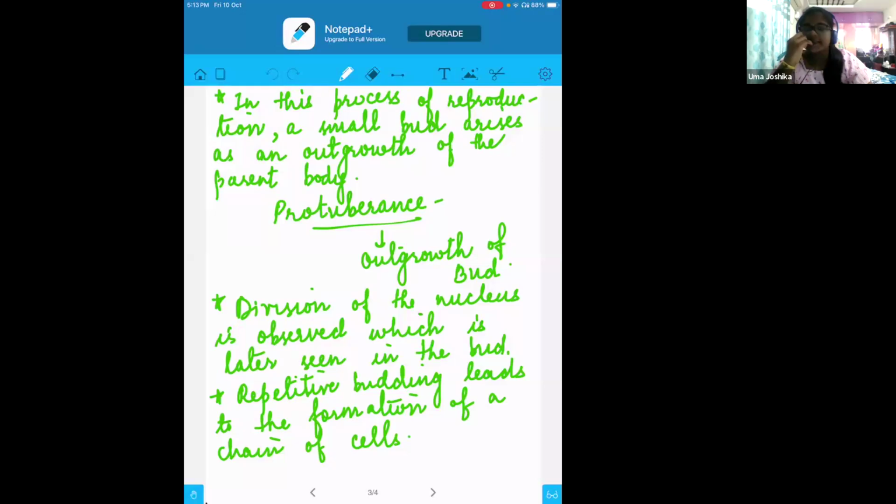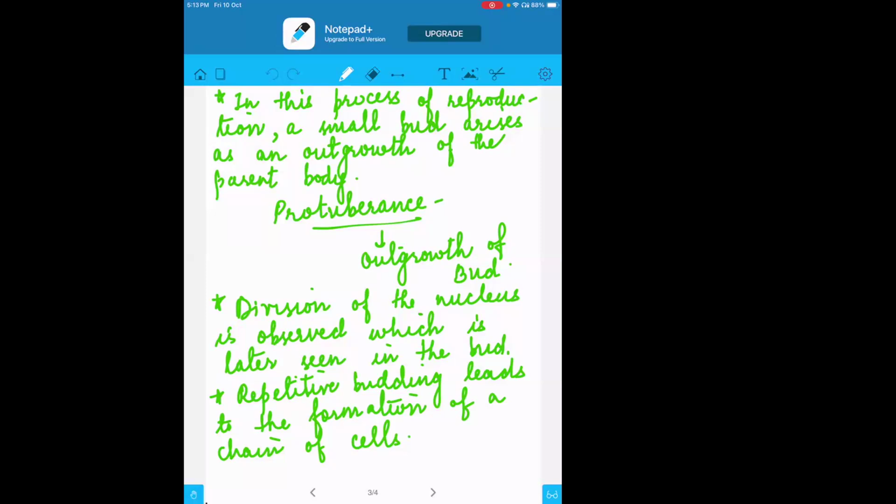Last, is it the chain of cells or the chain of buds? Chain of cells or chain of buds, both are the same. Buds are also cells actually. Okay.